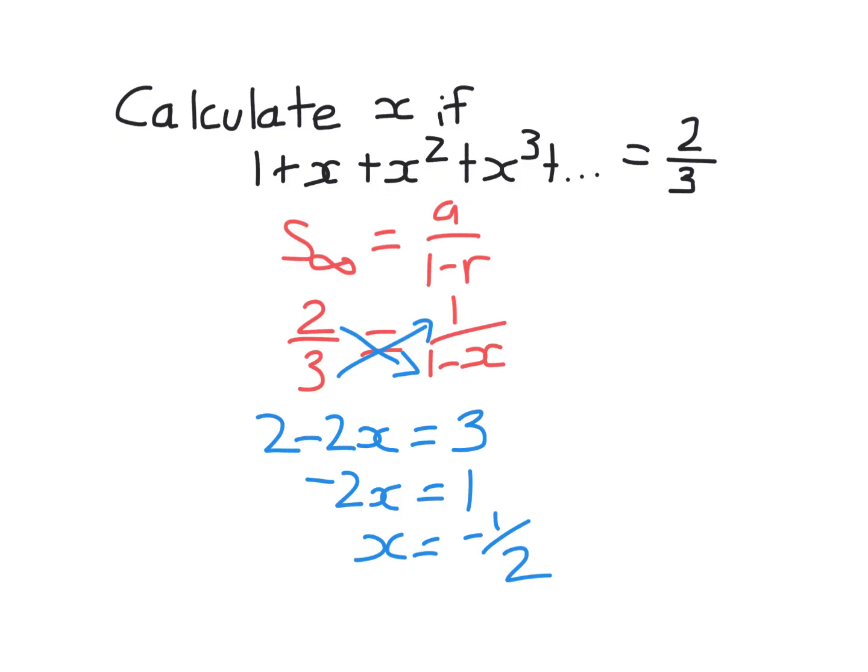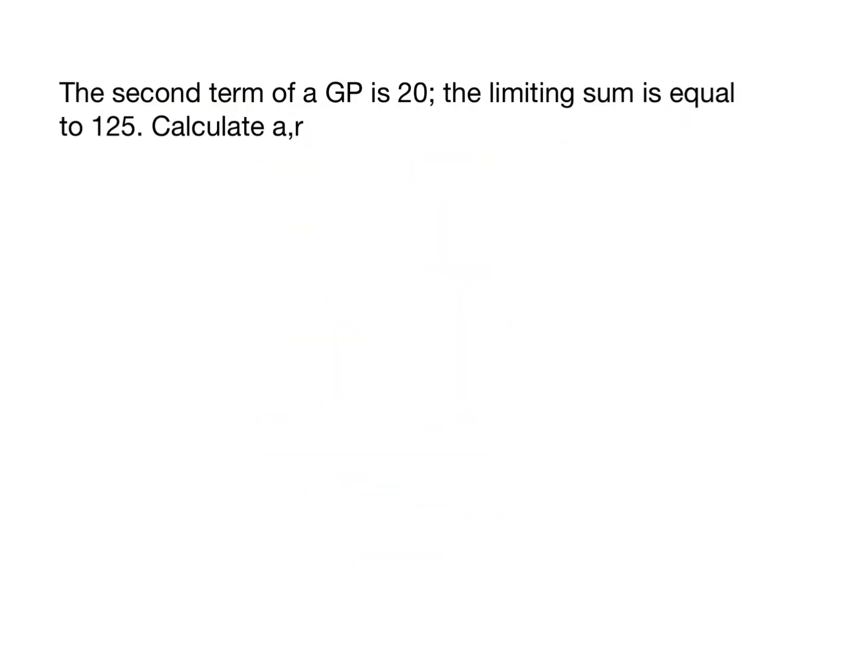All right, let's look now at a super hard question. So we're told the second term of a GP is 20, the limiting sum is equal to 125, calculate A and R. So hopefully you're thinking we have to find A and R at the same time. We will use simultaneous equations. So we need 2 equations, and we'll get them from the 2 bits of information. So for any GP, geometric progression or geometric series, the second term is always AR. So we have AR is equal to 20.